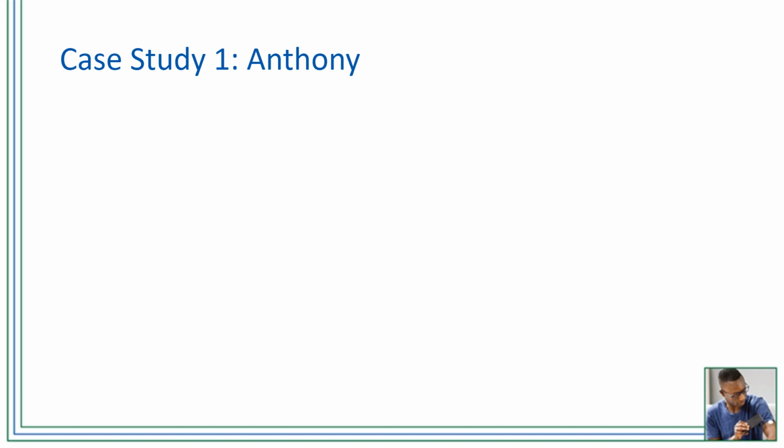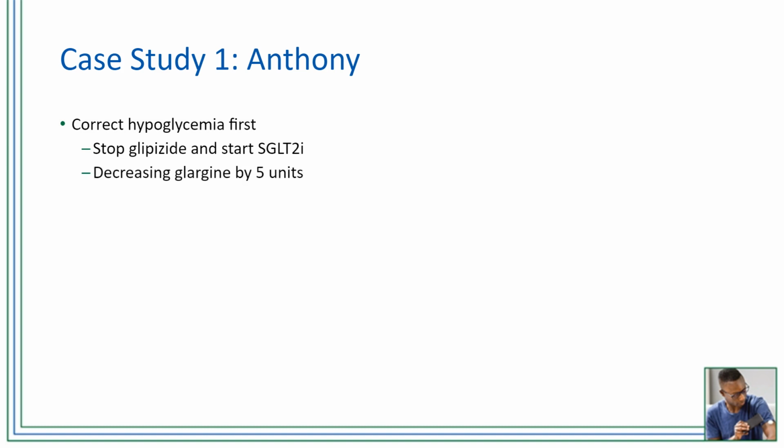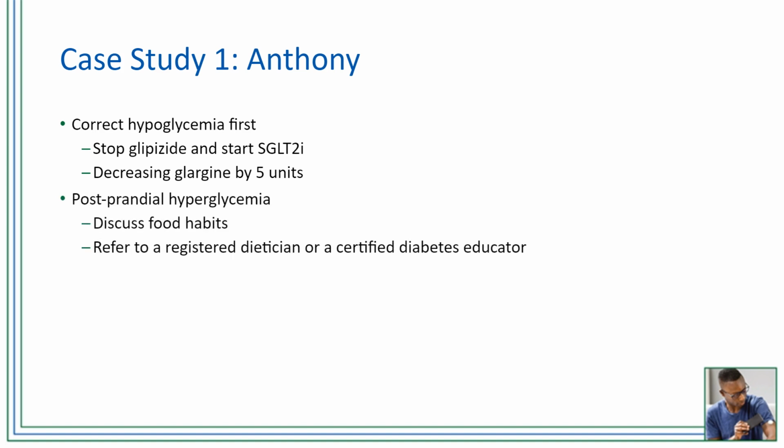Great, I love it. So we're going to correct the hypoglycemia first: stopping the glipizide, starting an SGLT2 inhibitor, and decreasing the glargine as well. He's having those overnight lows, so we want to scale back on that glargine. We may even want to go further than that. For postprandial hyperglycemia, talk about food habits and send him to someone who can dive deeper into that. And then our patient, he saw this and he loved having this data without having to stick his finger.